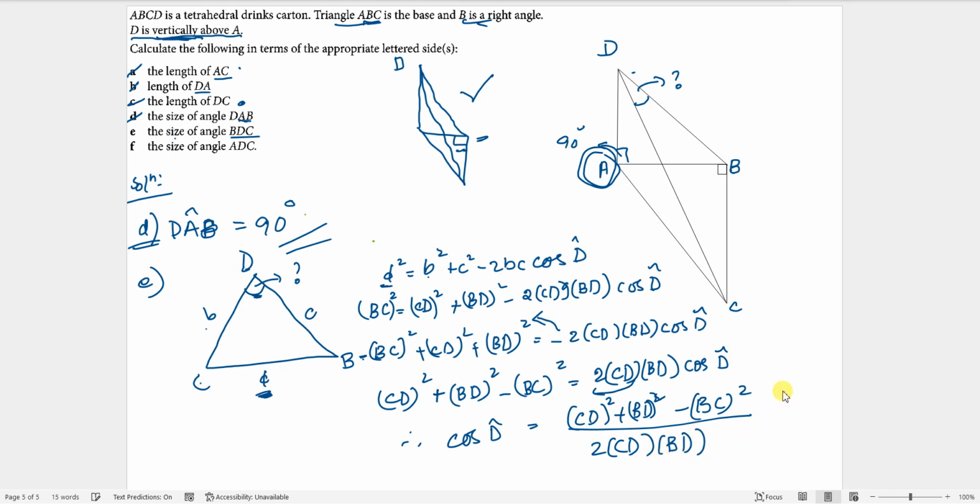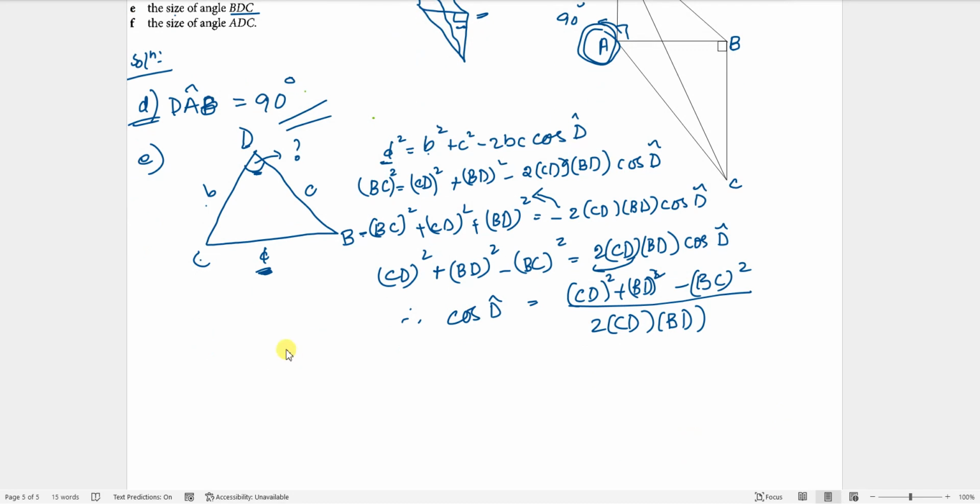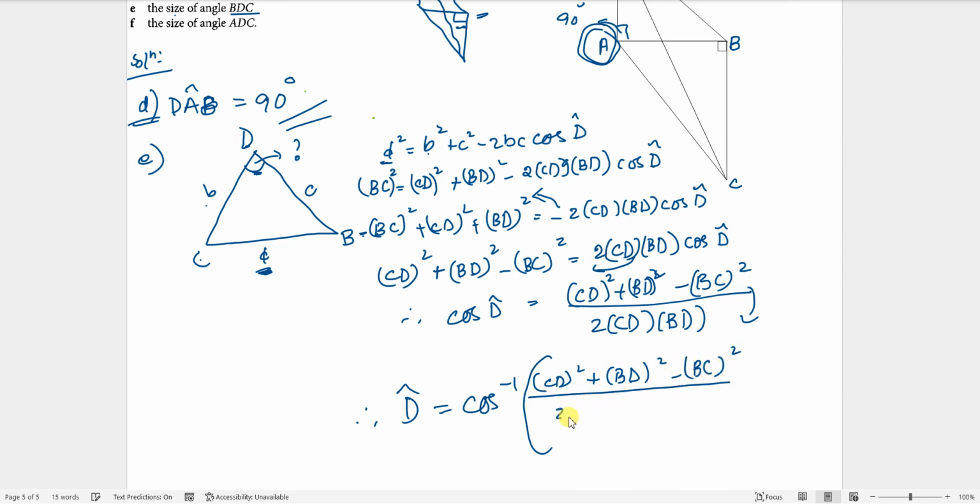Okay, therefore is the final answer. Therefore, angle D is equals to cos inverse, copy this entire thing here, CD square plus BD square minus BC square divided by 2 CD BD. Answer. That's it. You just have to, instead of using the numbers here, play with the letters.